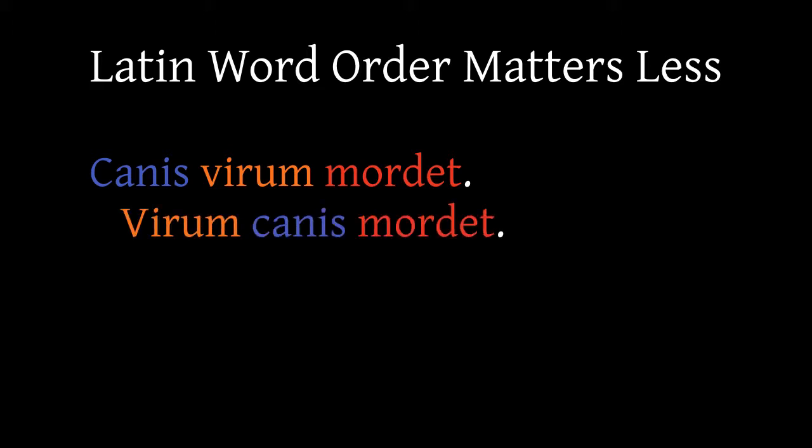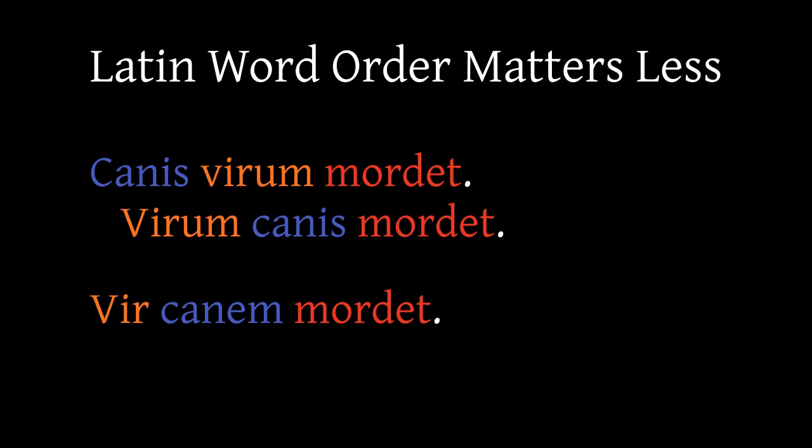So, canis virum mordet means the dog bites the man. If we say virum canis mordet, we haven't changed the form of canis or virum. We've changed the order, but it still means the dog bites the man. If we wanted to say that the man is biting the dog, we would say vir canem mordet. We would change vir to the nominative case and canis to canem, the accusative case. We'll get into the cases and what they are and what they mean later on.